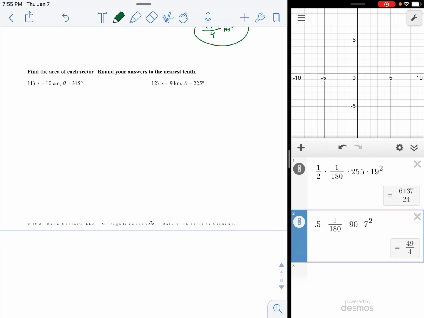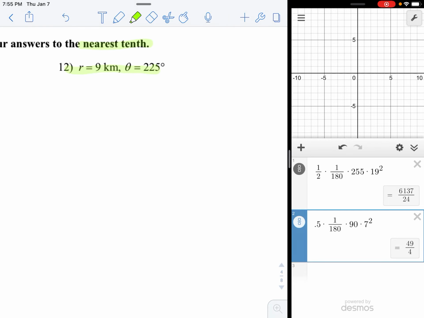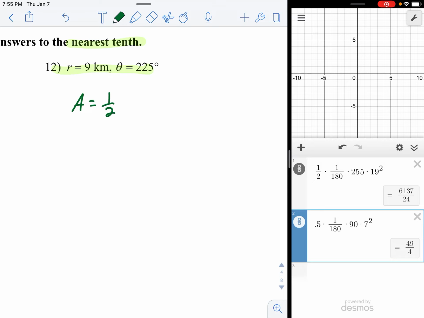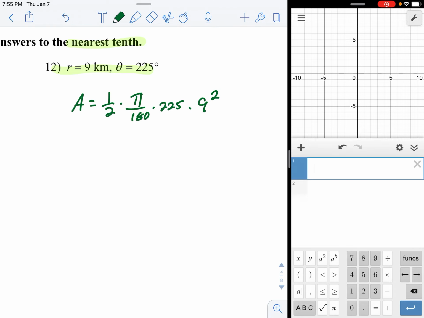Okay, number 12. Same thing, no diagram, but now we have to round the answer to the nearest tenth. So area equals 1/2 times theta, so that's pi over 180 times 225, times r squared, so that's times 9 squared. But now we're not leaving the answer in terms of pi, we want a decimal value.